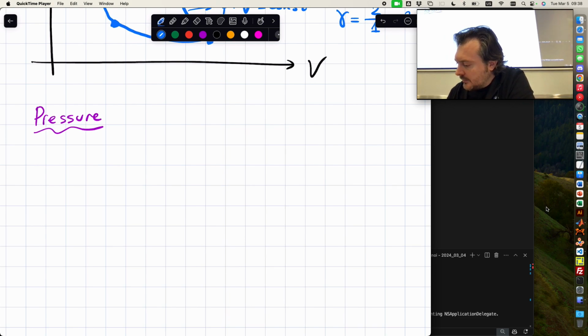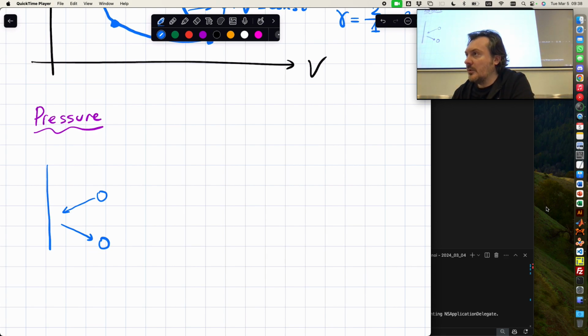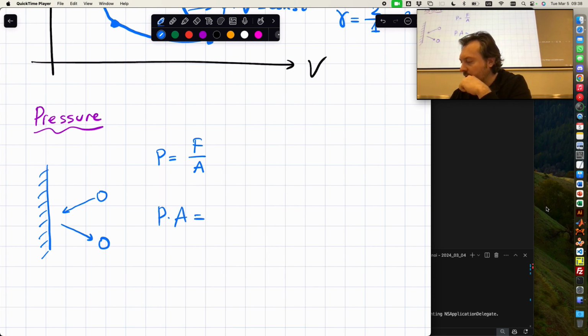So what you are saying is when the ball comes in and gets bounced back, it imparts some of the momentum into the wall, right? And what is pressure? Pressure is force divided by area, right? So what does it have to do with momentum? P times A equals dP over dt. Pressure times the area is equal to what? Change in momentum per unit time, right? So we can assume that this happens in dt time.